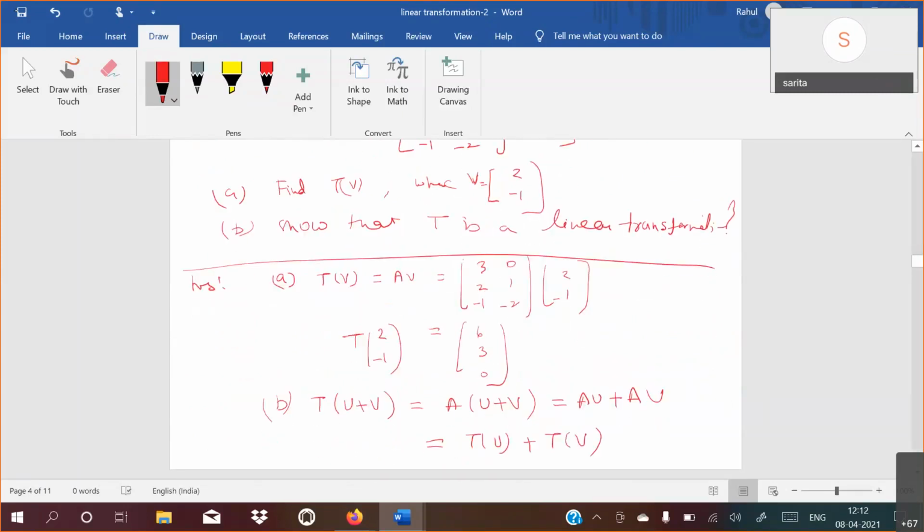Because that is trivial, here you see T(U plus V) is actually nothing but this, so this is the proof of that. If TV is equal to AV, T will be a linear transformation. This is the proof. Ma'am, isn't this a theorem? Yeah, maybe it's a theorem. Because the proof also contains the part that TV equal to AV. If TV is equal to AV, then T is a linear transformation.